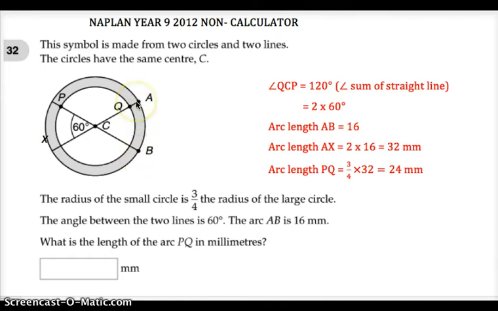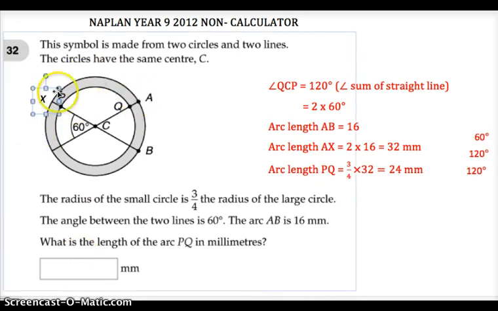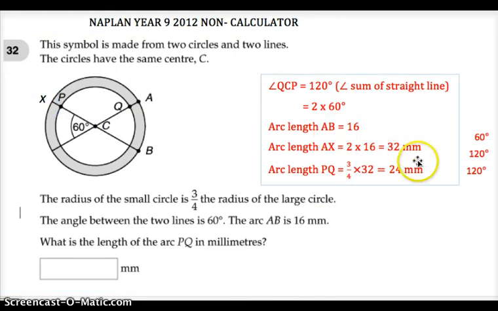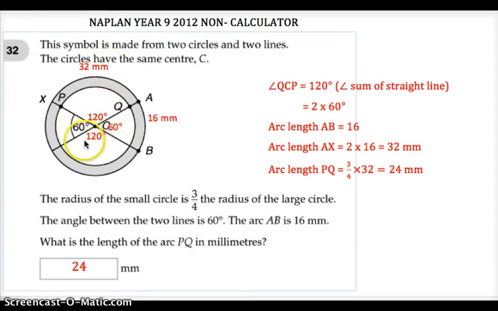Now the arc length AB, this arc length here, is 16 millimeters. So arc length AX, sorry, the X was in the wrong position. So arc length AX will be 2 times 16 because the angle here is double the size of that angle there, or double the size of this angle here. So it'll be 2 times 16, which is 32. Therefore, the length of PQ will be 3/4 of 32, which is 24. And that is because the radius of the small circle is 3/4 the radius of the large circle. And I've just marked this information in on the diagram.